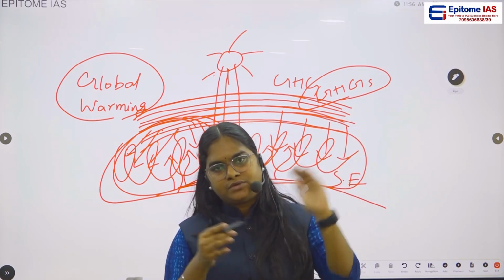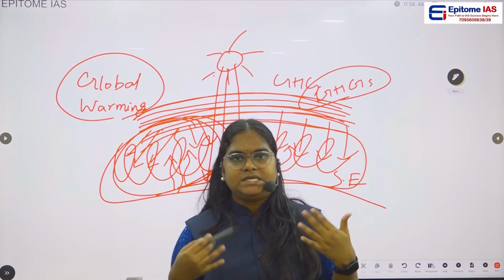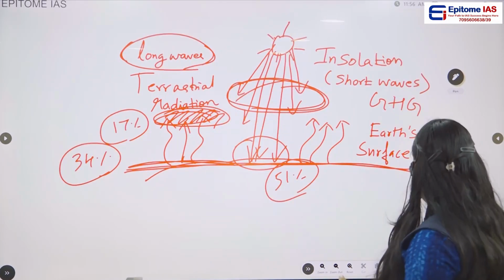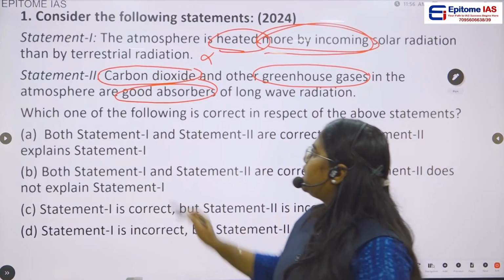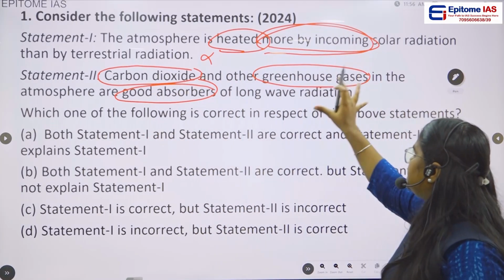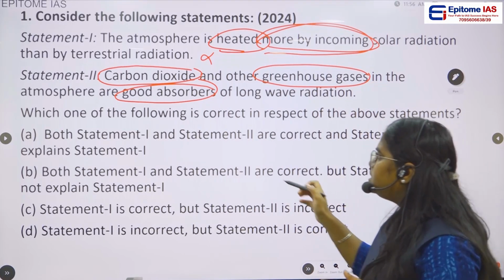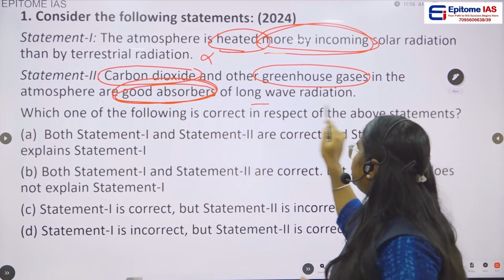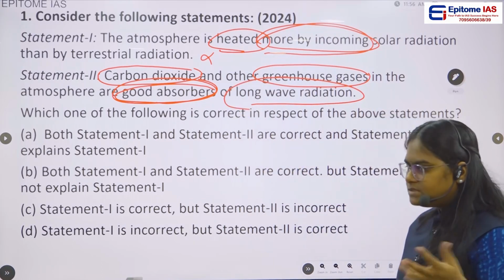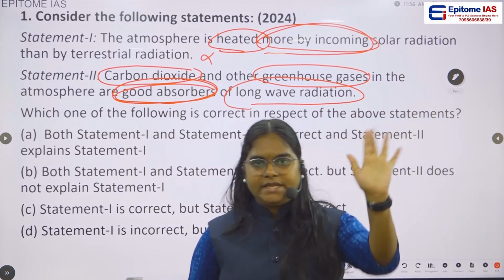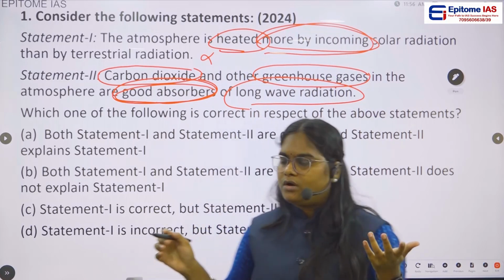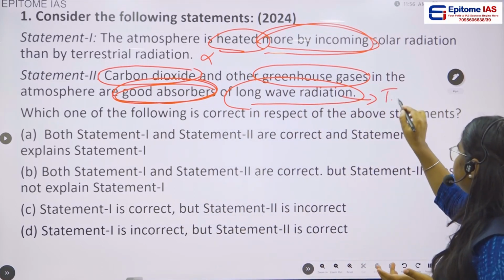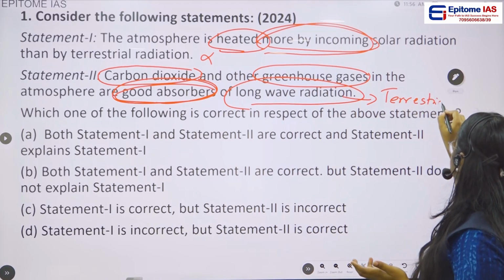It is compared to that, now it is getting heated up more. Okay, so if you see in the second statement, what they are saying is the carbon dioxide and the other greenhouse gases in the atmosphere are good absorbers of the long wave radiation. So yes, the terrestrial radiation is nothing but a long wave radiation. So here they are talking about a long wave radiation, that is terrestrial radiation.